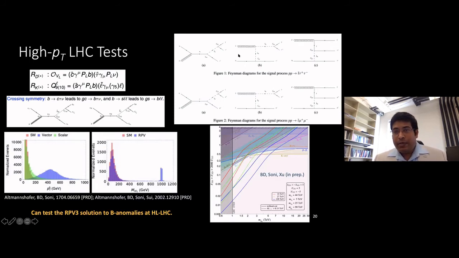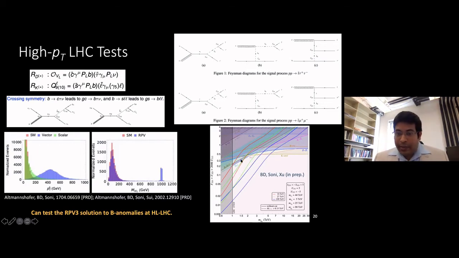For example, you can look at tau final states, and these are some of the final states. I think they're pretty difficult to look at, but maybe with a high luminosity phase, one can try to look for those channels. You can have top mu plus mu minus kind of final states.